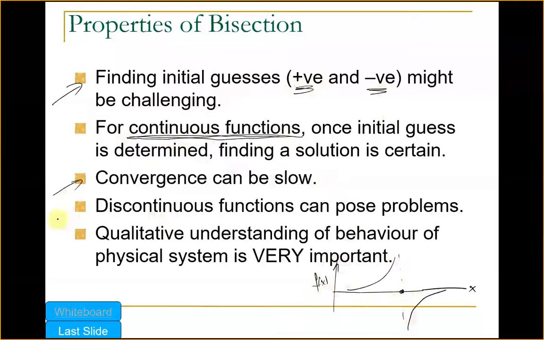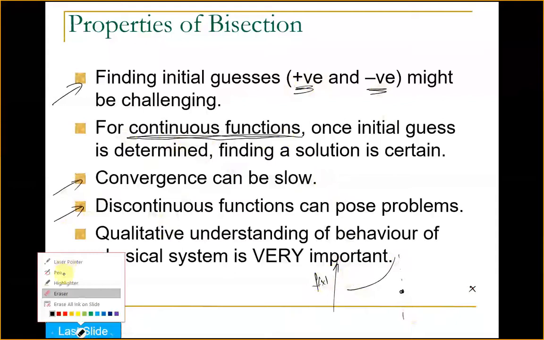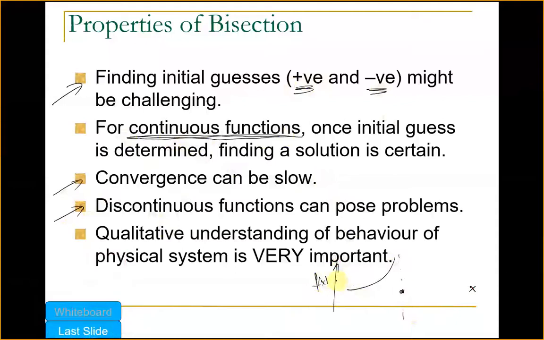Again, discontinuous functions can be a problem. Some discontinuous functions can still have a solution. For example, here's an example. Suppose this is where the x was. Let me erase. Let's say the asymptote was actually here. So this is where the x axis is, and this is how the function looks.